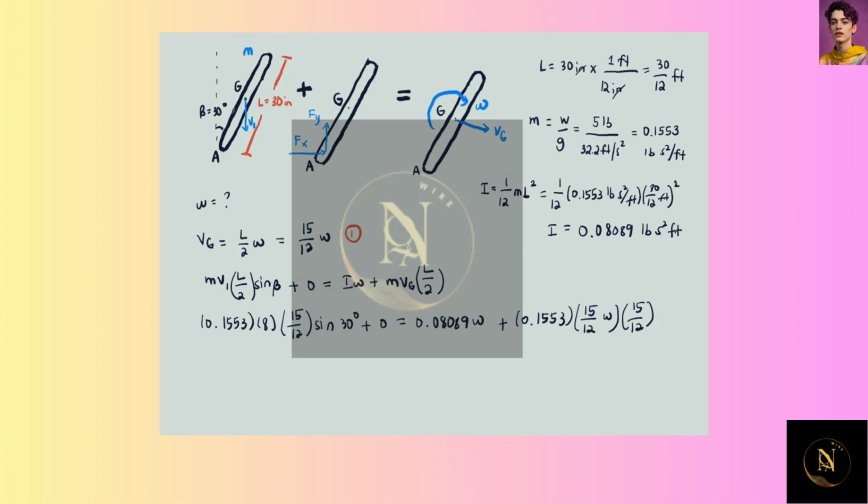Simplifying the equation, the left-hand side would be equal to 0.7765. Then the right-hand side would be equal to 0.3235 omega. So, omega is equal to 0.7765 over 0.3235. So, this is equal to 2.4 radians per second. So, this is our angular velocity.